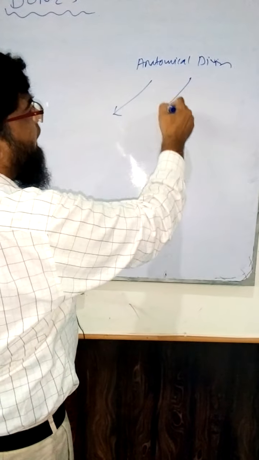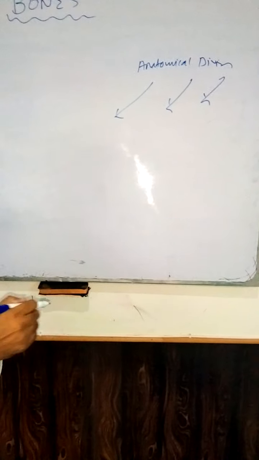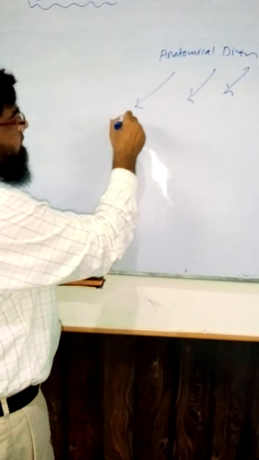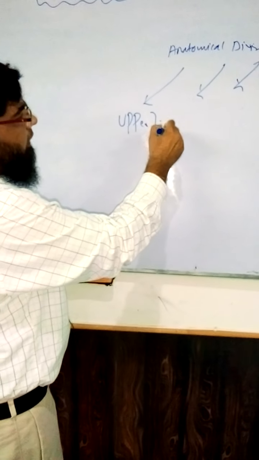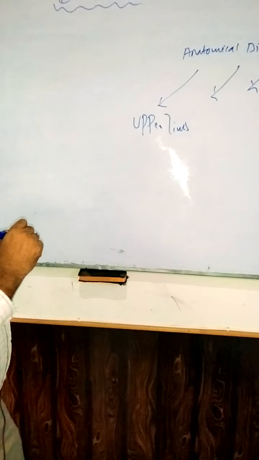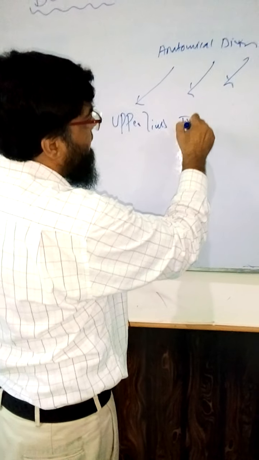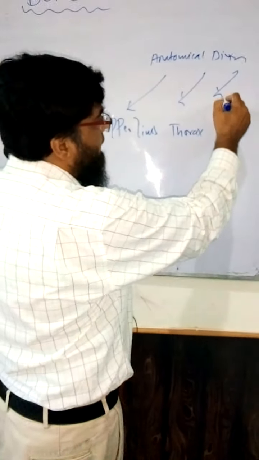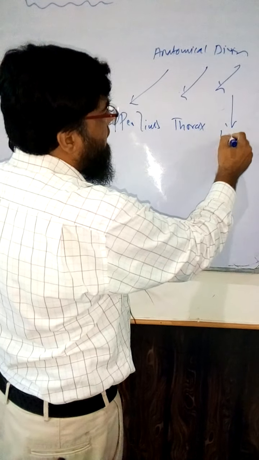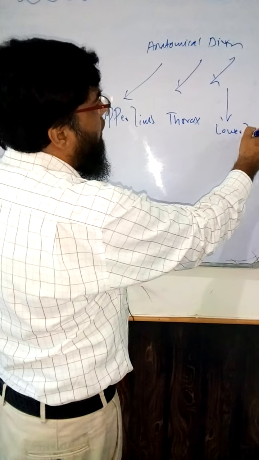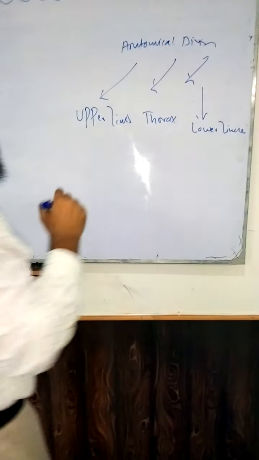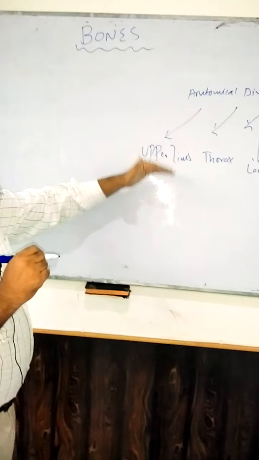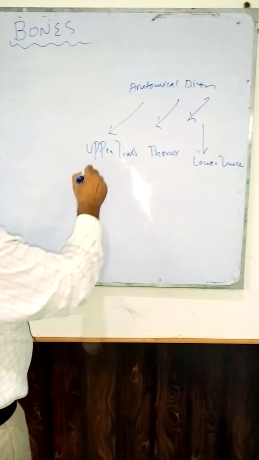Anatomically, the human body can be divided into three parts. First is the upper limb, second is the thorax, and third is the lower limb. Now, one by one, we will discuss these.